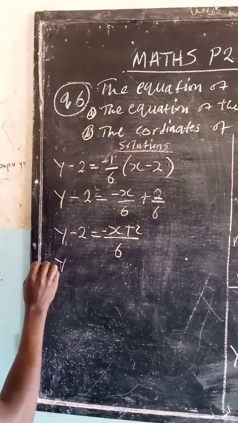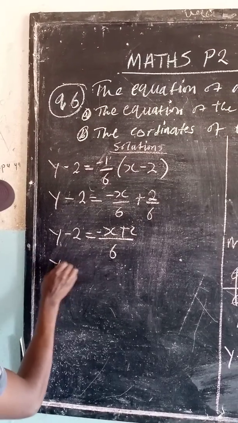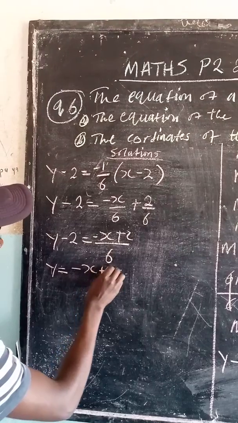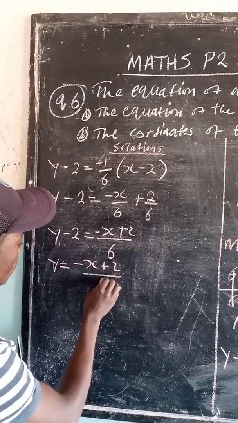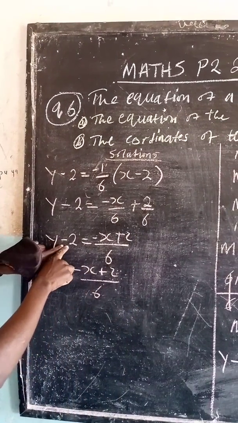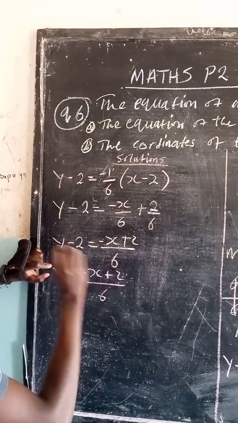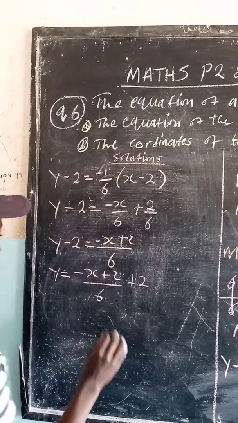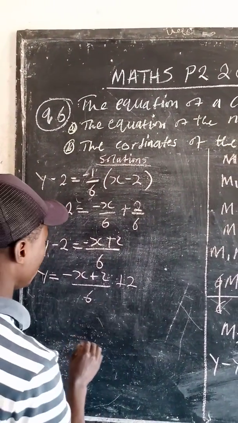And we'll say y is equal to (-x plus 2) over 6. When negative crosses the equal sign, it is positive. So this side we are going to have positive 2.